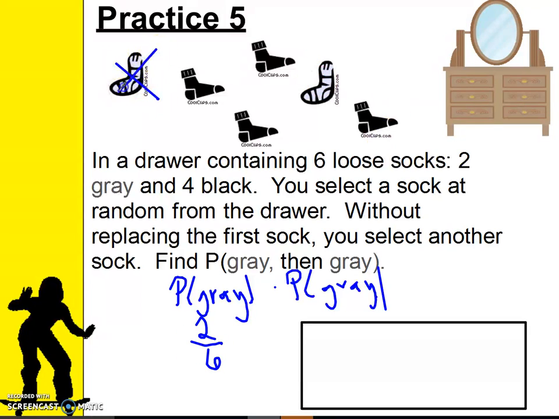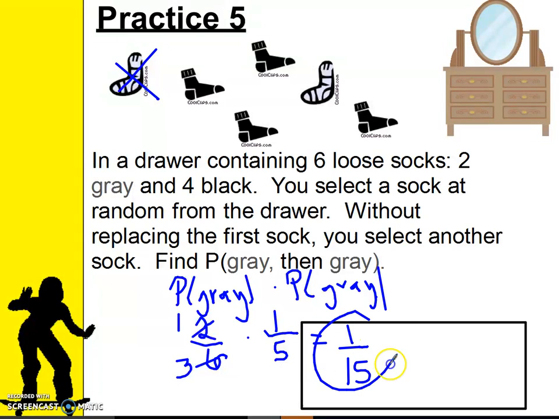One of the gray socks is now gone. So I now have 1 gray sock out of 1, 2, 3, 4, 5. Okay, this can simplify to 1/3. Top times top, bottom times bottom. I get 1/15. All right.